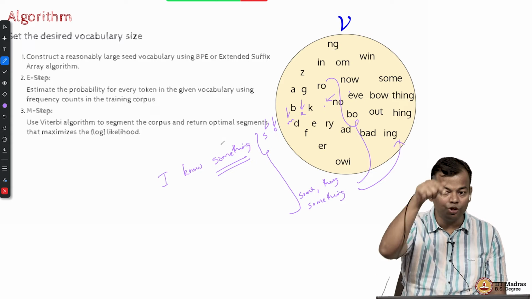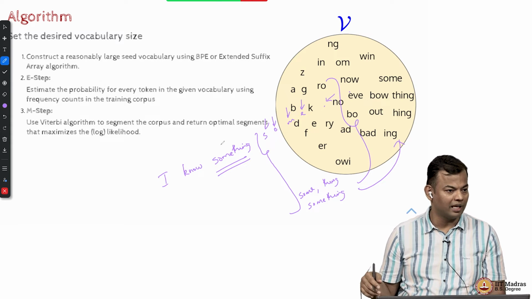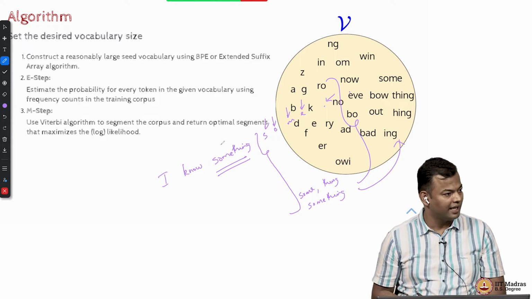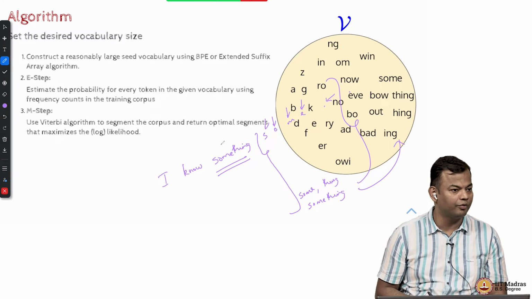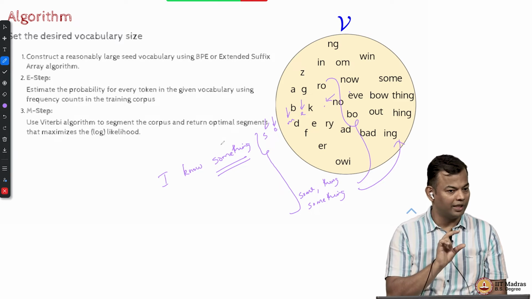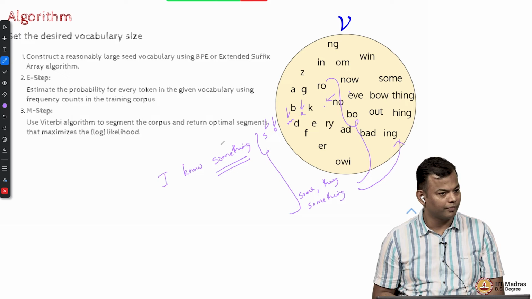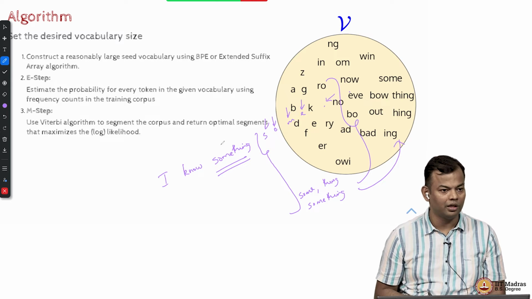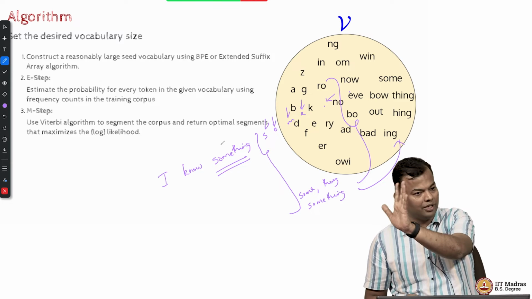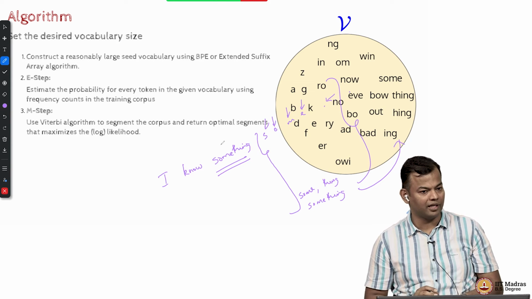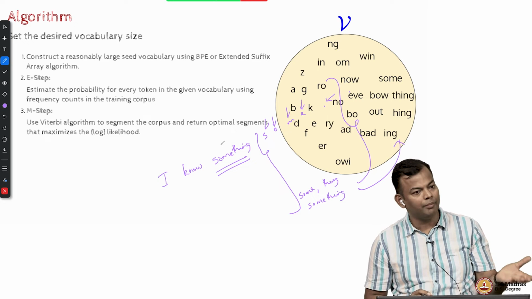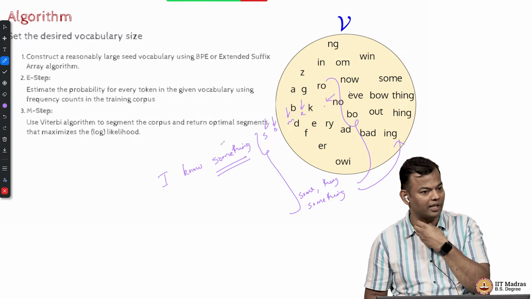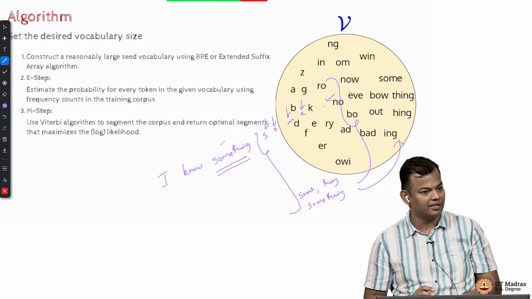No, the problem is that enumerating all these possible segmentations is computationally expensive, right? Because if something has a length of 8, there are 2 raised to 8 segmentations possible. We are only taking from the vocabulary, but even then there are many segmentations possible. The upper limit is 2 raised to k, where k is the number of characters in the word, but that's the worst case. You may not have 2 raised to k, but you may still have many segmentations, and enumerating all of them may be difficult.